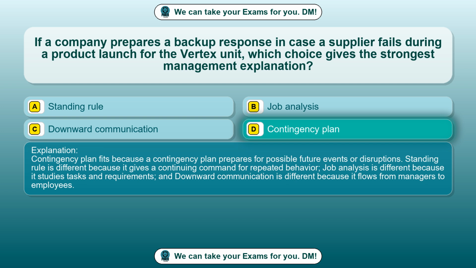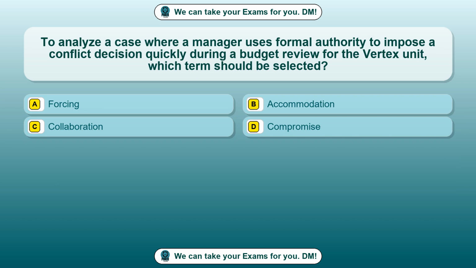Question 81. To analyze a case where a manager uses formal authority to impose a conflict decision quickly during a budget review for the Vertex unit, which term should be selected? Option A, forcing. Option B, accommodation. Option C, collaboration. Option D, compromise. The correct answer is option A, forcing.